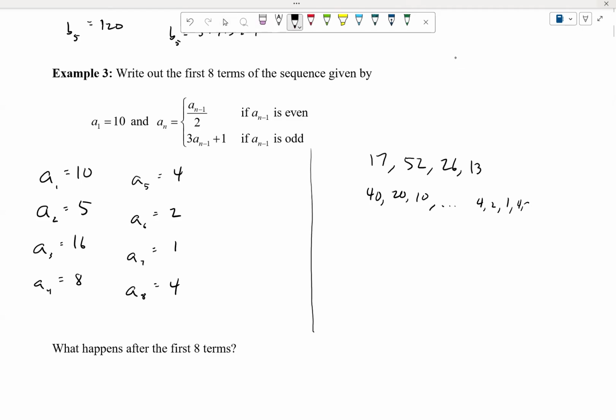This is an interesting sequence in that no matter where you start, you'll always end up at 4, 2, 1, 4, 2, 1, 4, 2. Why? I don't know. Math and magic.